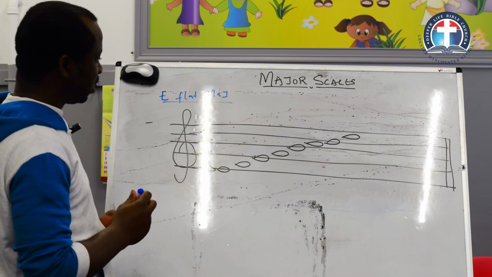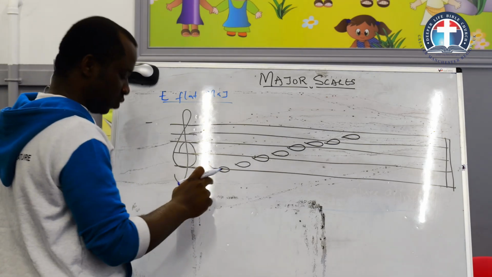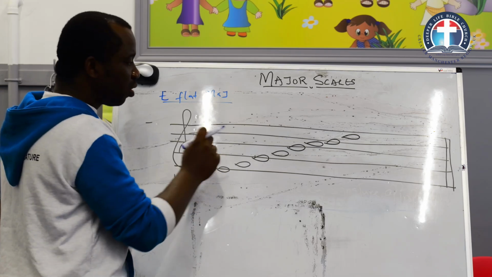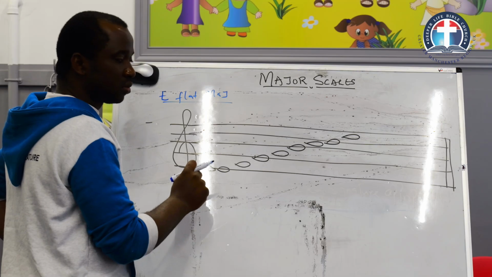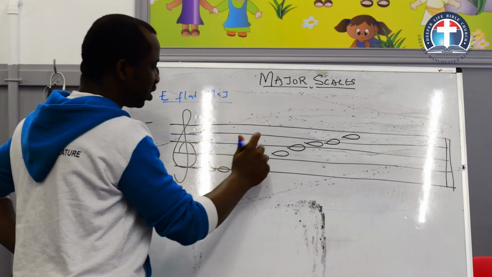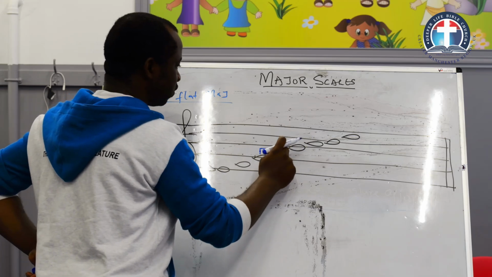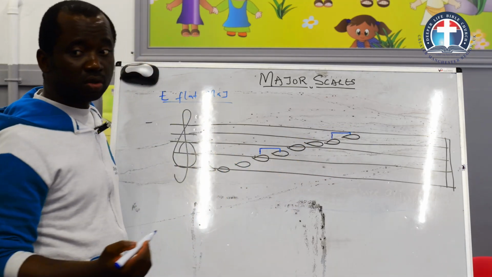Finished? Good. Where do I have the semitones? No, numbers. I'm talking of numbers. Where do I have the semitones? Number 1, 2, 3. Third and fourth. So I put this there. 4, 5, 6, 7, 8. Seventh and eighth. Good. Finished. So what do I need to do now?